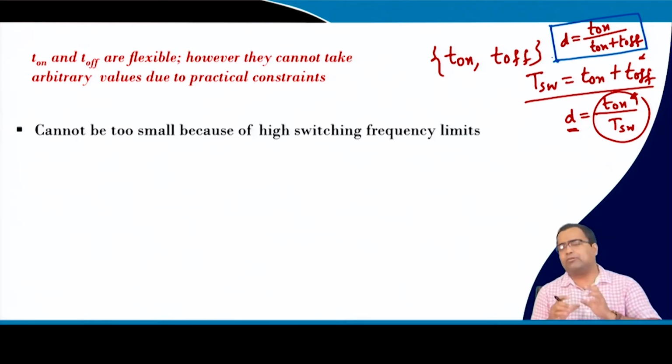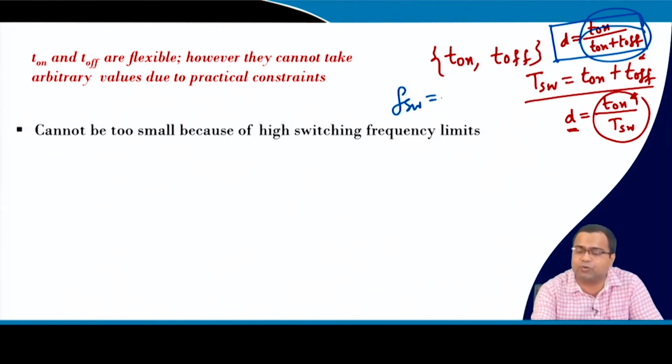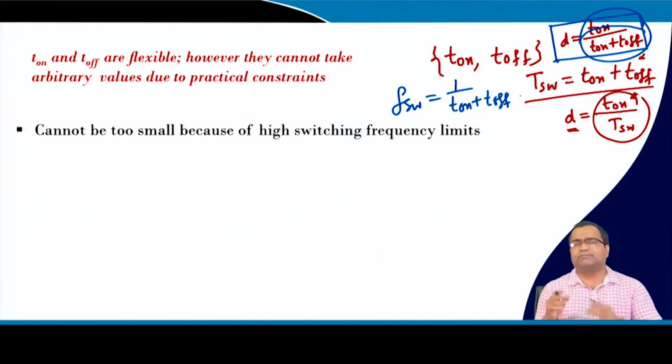T on and T off cannot be too small, even though you keep the ratio the same, because if you decrease them, the time period decreases and the switching frequency, which is 1 by T on plus T off, becomes very high. There is a limit on the switching frequency, otherwise losses will be there, and there are many other practical aspects.